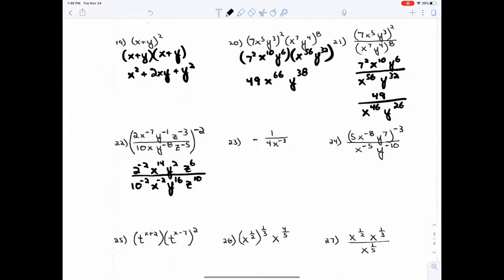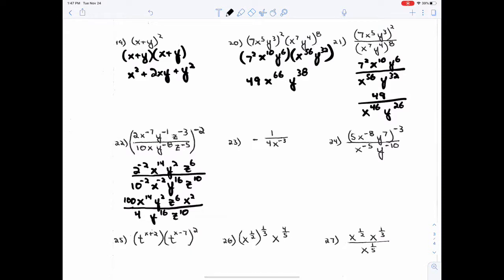Okay, now I'm going to just change the position of anyone that is a negative exponent. So the 2 to the negative second goes on the bottom. That's a 4. The x to the 14th stays. Y squared stays. Z to the 6th stays. Sorry, the 10 to the negative second goes to the top. So that's 100 on top. The x to the negative second goes to the top. And the y to the 16th stays where it is. And the z to the 10th stays where it is.